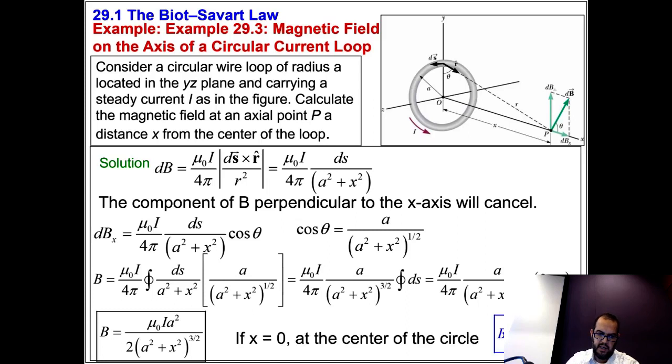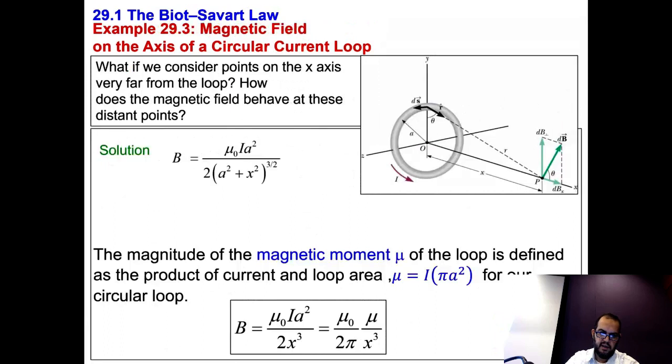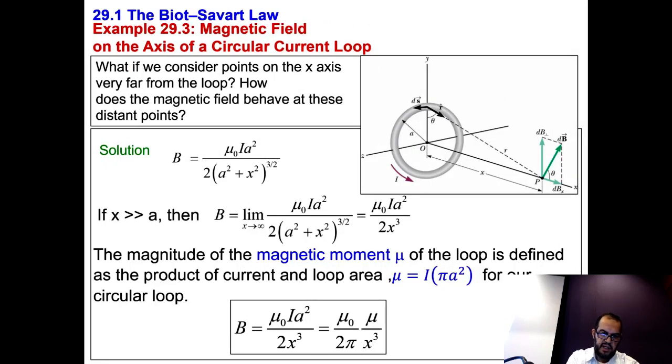So if x is equal to 0, we get the magnetic field inside the circle. This is what we have seen before. But if x goes to infinity, or x is much larger than a, it becomes mu 0 I a squared divided by 2x cubed.